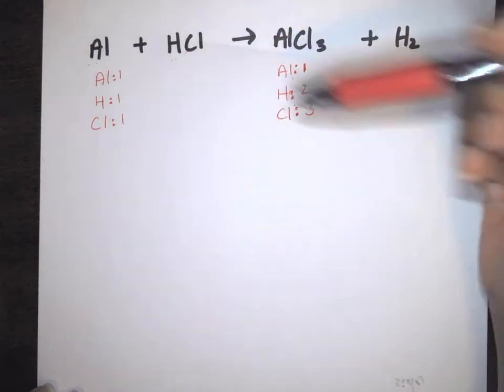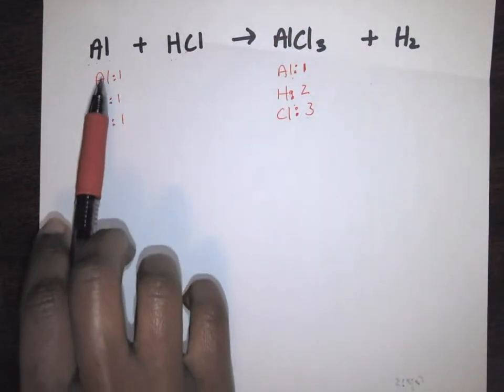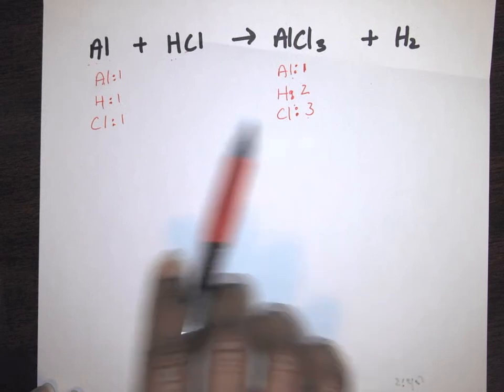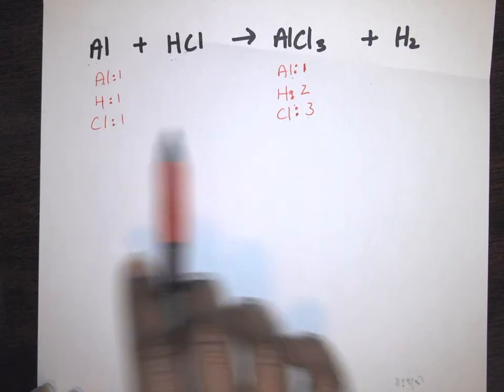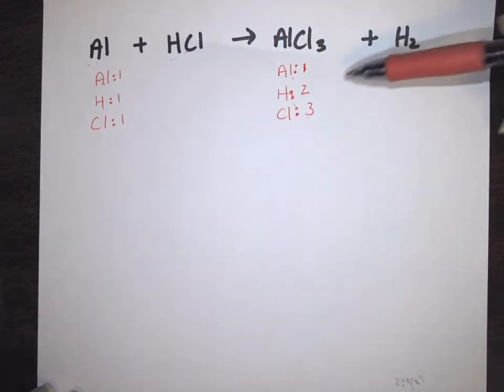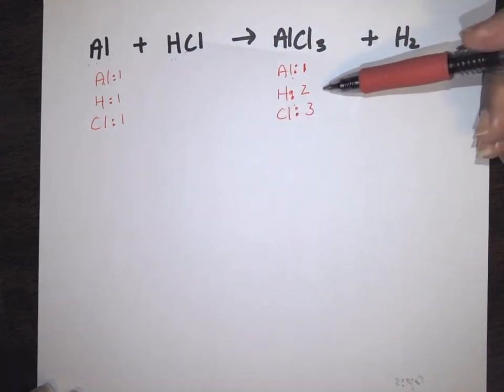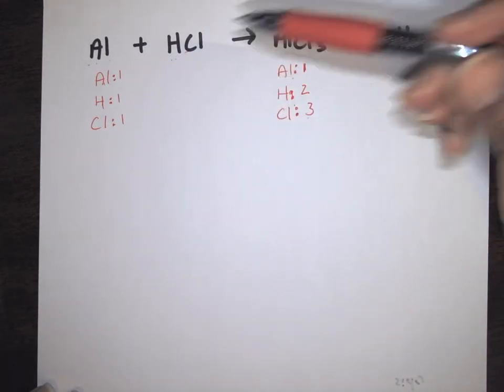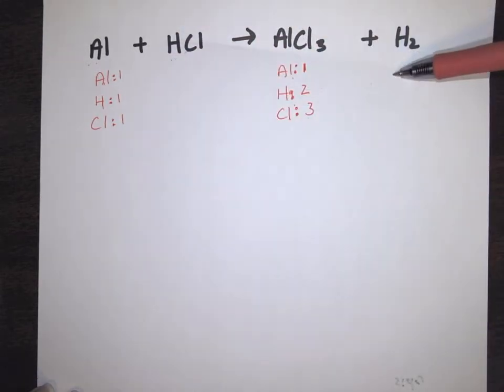So that's your first step, is to get your tally. And then when you have your tally, you can compare and figure out which ones are balanced and which ones are not. So right now, my hydrogens and chlorines are not right. All right, so since the hydrogen is the one I see next, I'm going to try and balance that one first. Okay, so I have 1 on the reactant side and 2 on the product side.